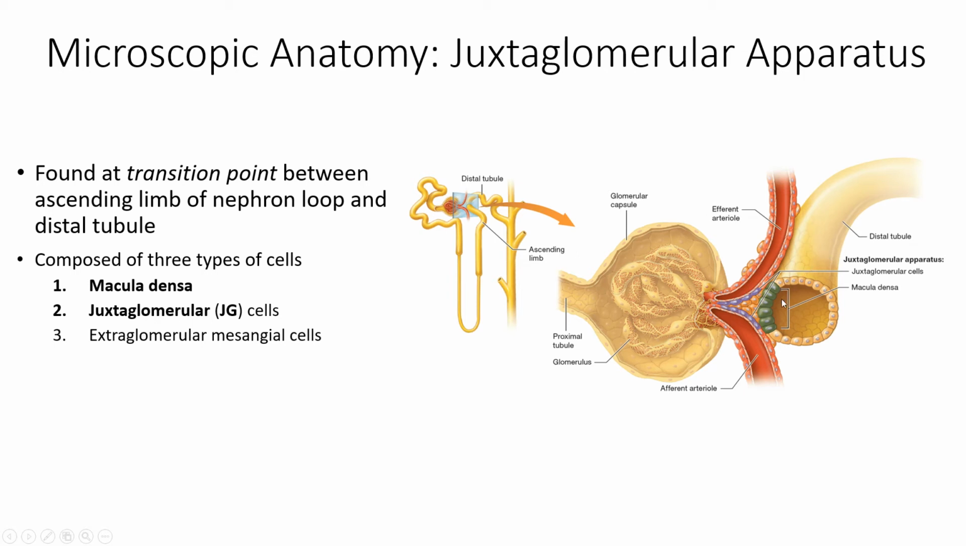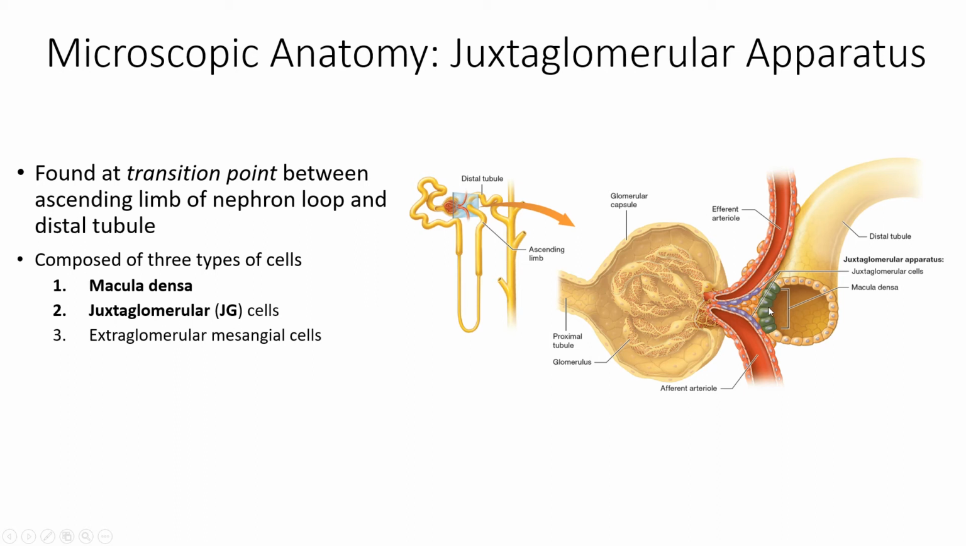So with this juxtaglomerular apparatus, you're going to have three different types of cells. The first type of cell you'll have is the macula densa cells, which are closely packed cells close to the distal tubule or the ascending limb. And this is going to contain chemoreceptors that sense sodium chloride content in the filtrate, okay?